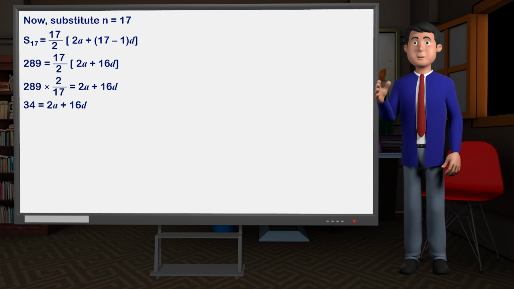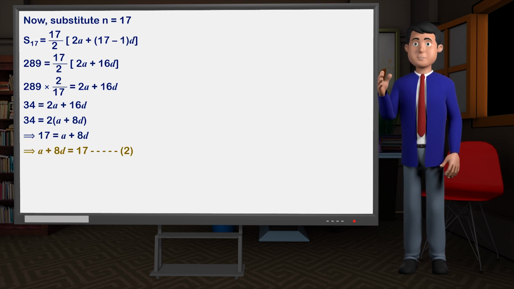Take 2 as common in RHS. Then we get 34 is equal to 2 into a plus 8d. Transpose 2 to the other side, we get 17 is equal to a plus 8d. That implies a plus 8d is equal to 17. Let us take this as equation 2.